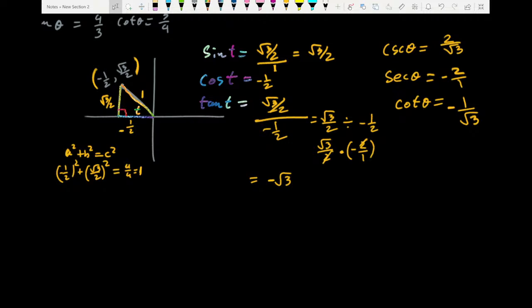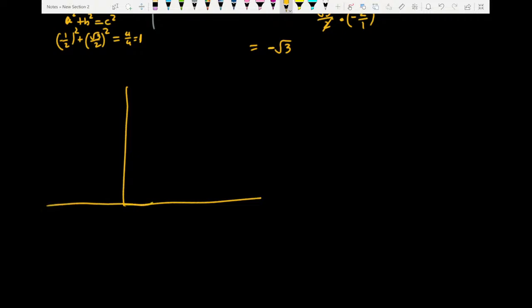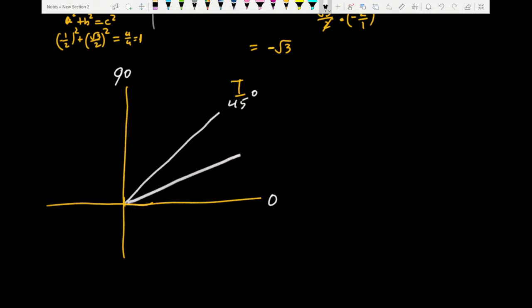Now we're going to look at some special angles. We're going to look at quadrant 1. So the special angles we're going to look at: 0, 90 degrees, half of that would be 45 degrees, and then we look at 30 degrees and 60 degrees. These are the angles that we'll be looking at.